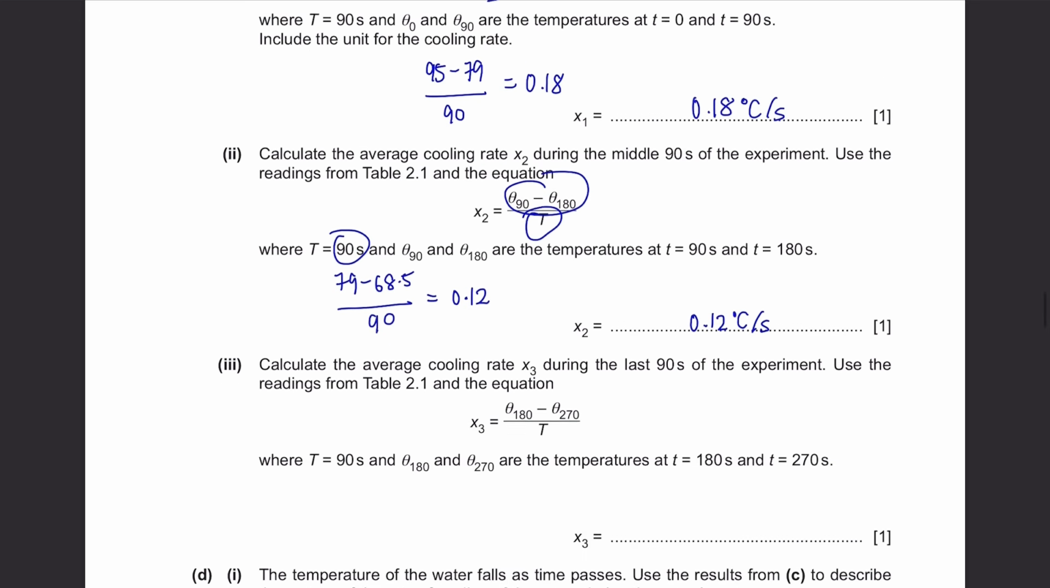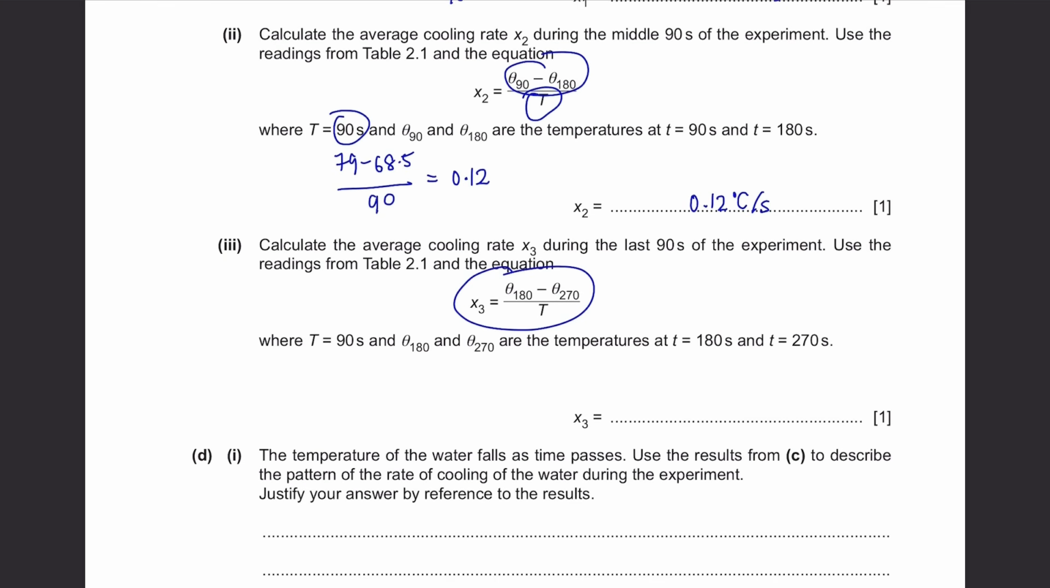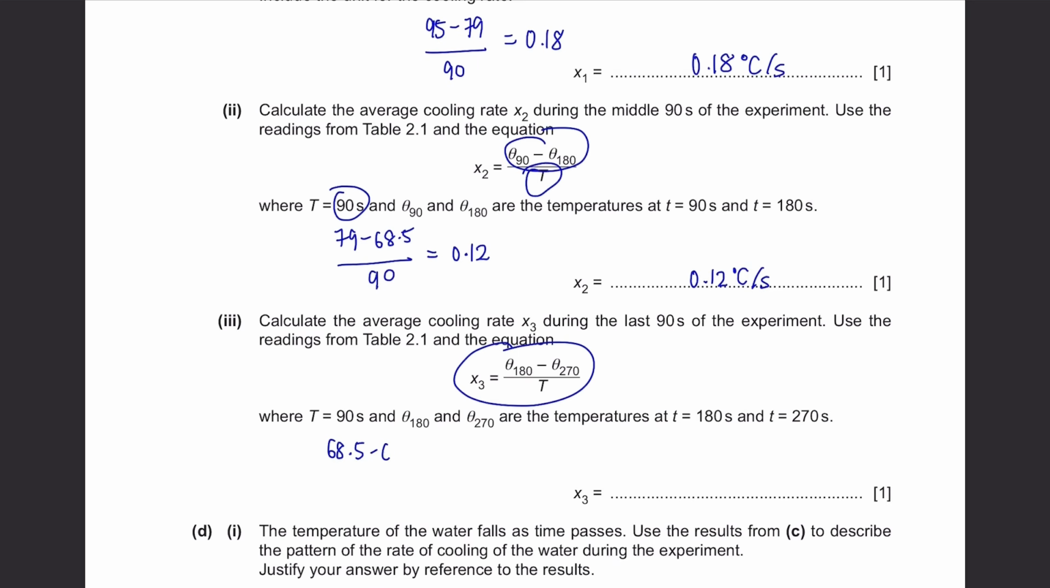Calculate the average cooling rate x3 during the last 90 seconds of the experiment. The same thing. The temperature at 180 seconds is 68.5, we just found it out. And for 270 seconds, it's 62.5. So the answer is 0.07.